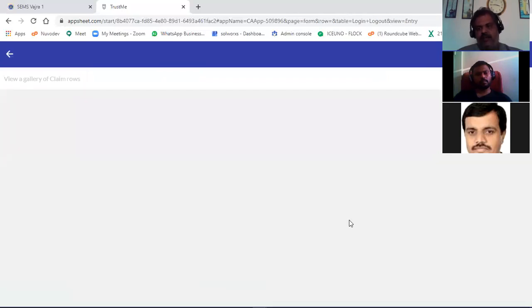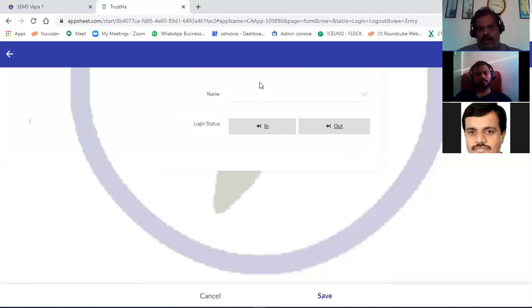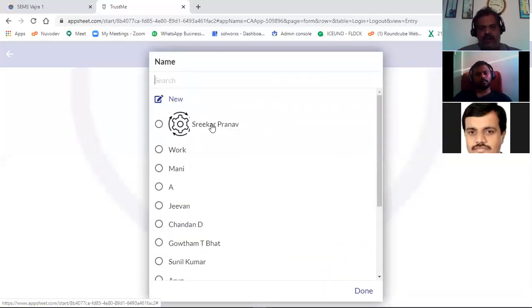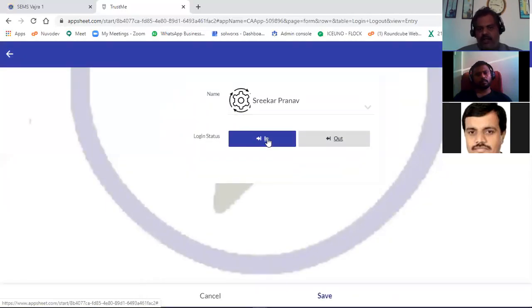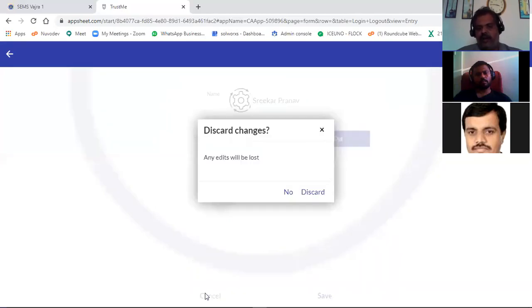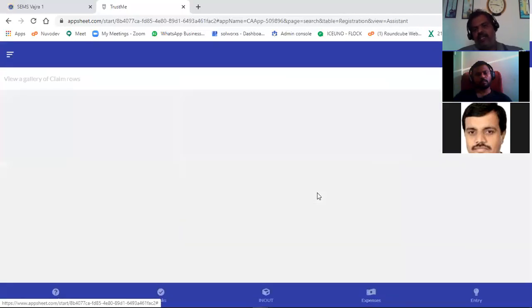And similarly, employees who are entering the office or leaving the office, like Srikar Pranav, it's an entry, that's it, done. So he's in. Whenever he goes out, he just signs it out and done. So that's also taken care of. So there is no need of following up on attendance or anything. At the end of the day, the system will automatically calculate, compute, and show all the details.